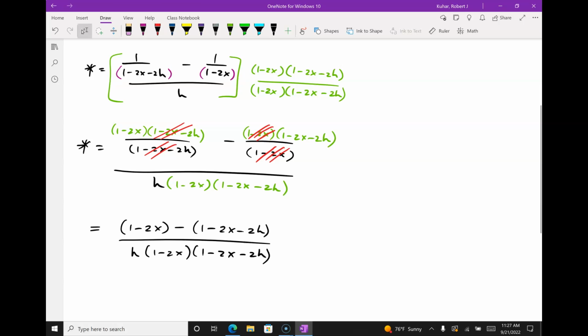Red lines, matching two red lines. Those things you can't. You see the green piece that's left over. 1 minus 2x, that's here. Right? The other piece canceled. See the 1 minus 2x minus 2h, that's here. The other piece canceled.